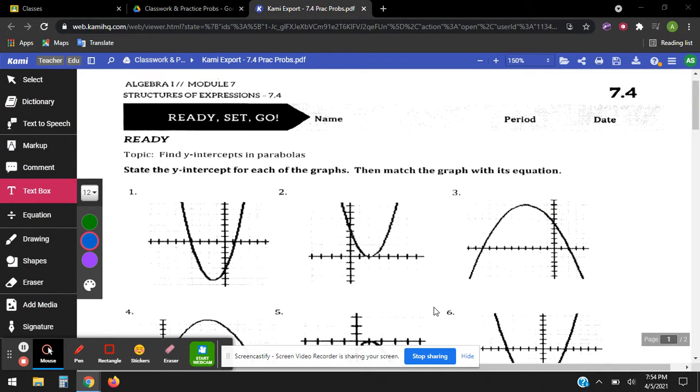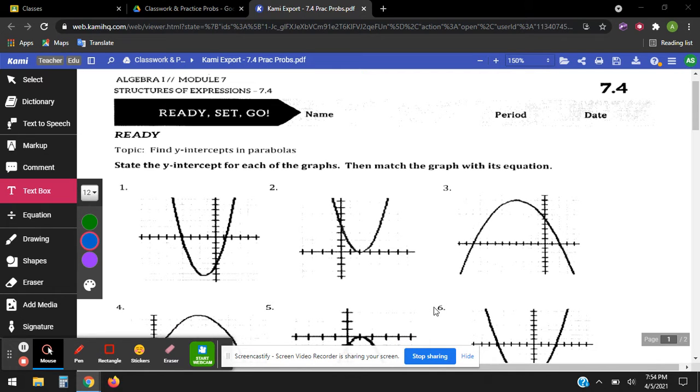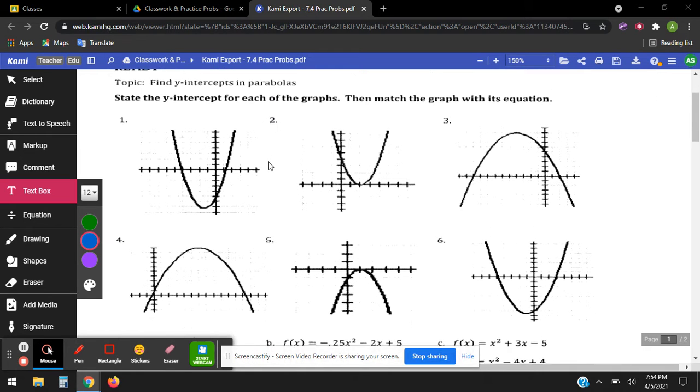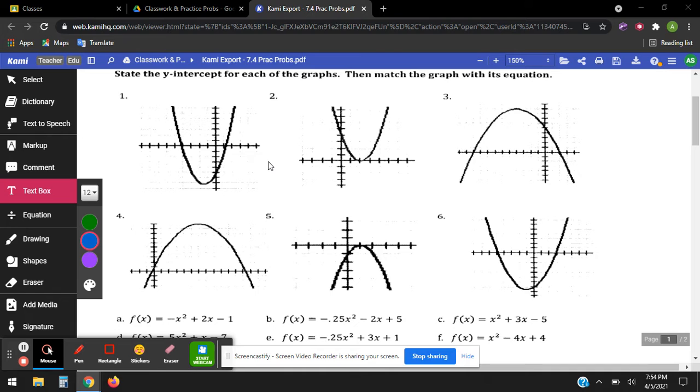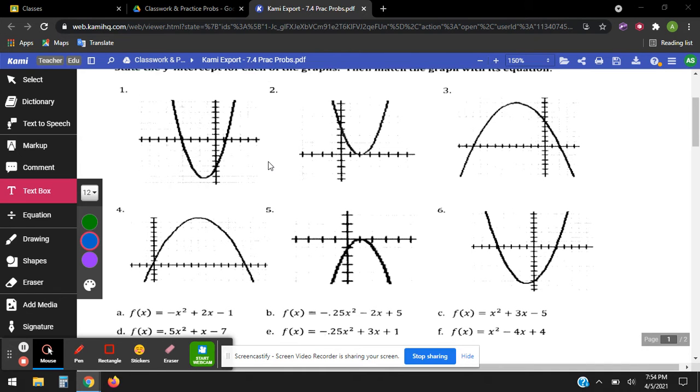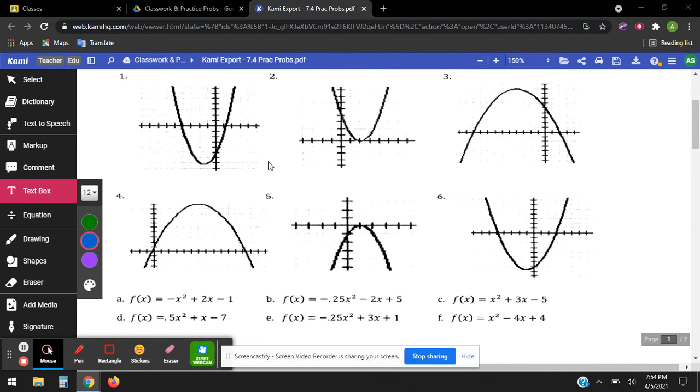Hi, this is Algebra 1, Module 7, Lesson 4, the practice problems. We are going to practice figuring out the y-intercept for the graphs and compare that to an equation. So, start with the y-intercept.